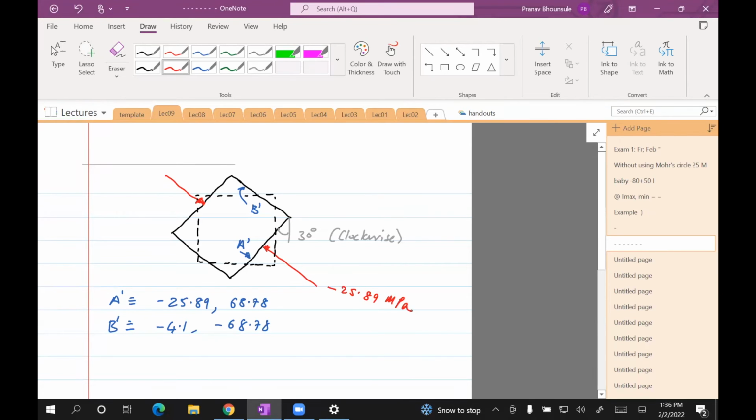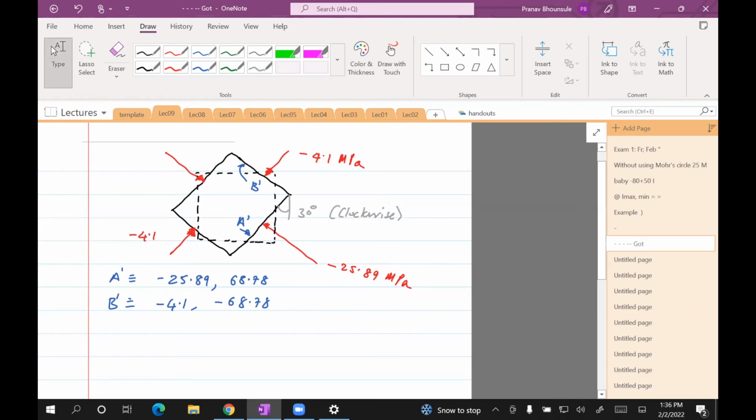And it's perfectly fine if we just show it on one side. You put the magnitude on one side. It's understood it's the same on the other side. And then for B, it's negative 4.1, so again compressive, minus 4.1 MPa. Okay, now we come to the shear stress.